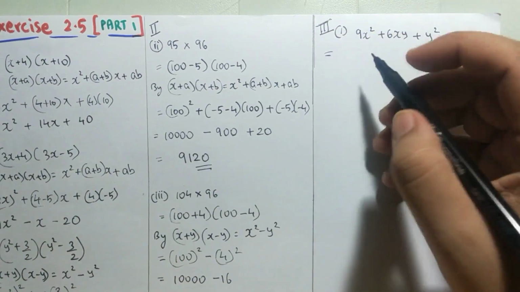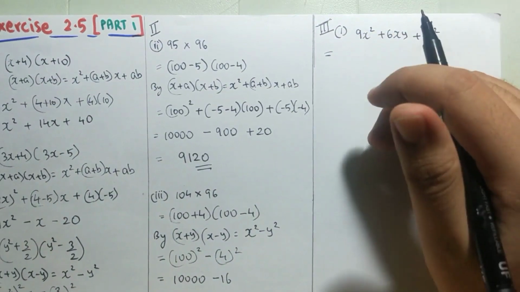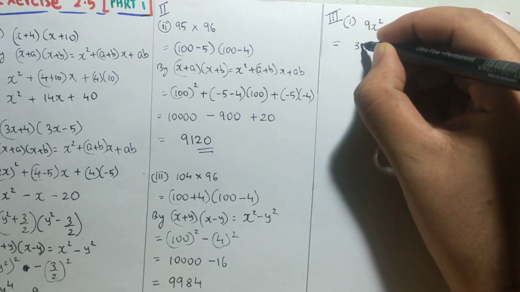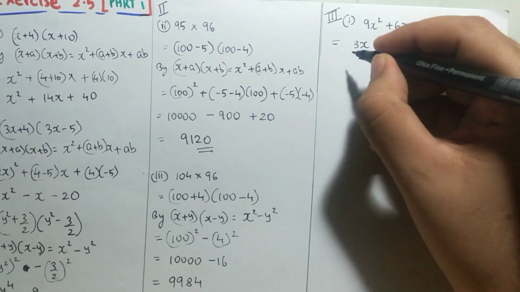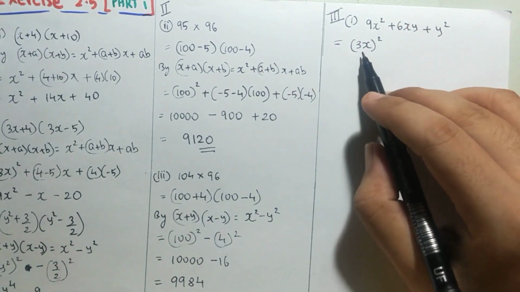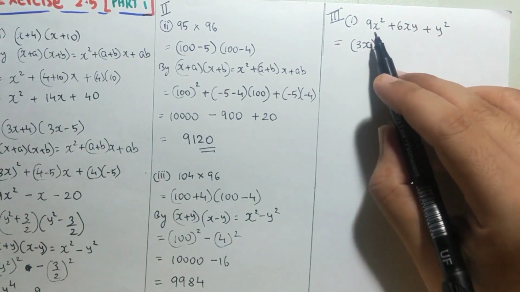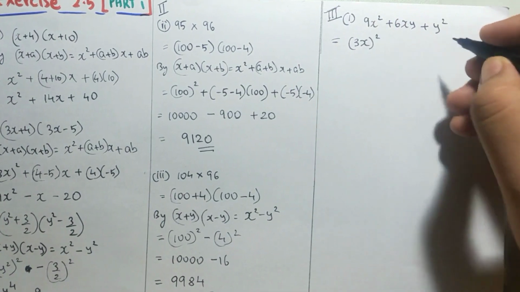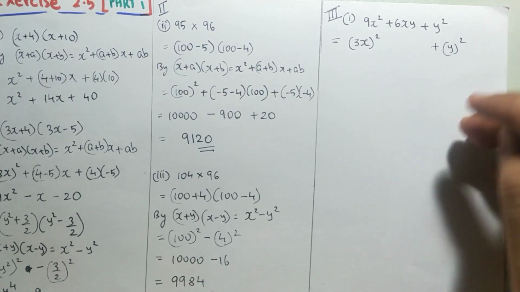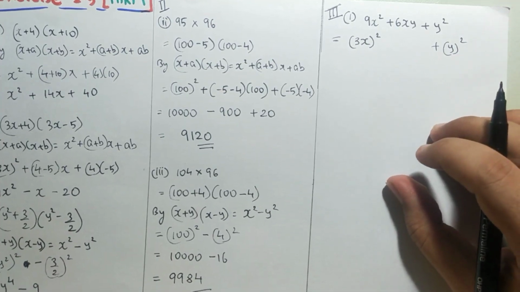So what is the next step? We have identified 2 perfect squares. 9x square is a perfect square of which number? 9x square is a perfect square of 3x, so this will become 3x the whole square. Means my first term would be 3x and it is getting whole square, that is 9x square. What is my last term? That is y square. It is a square of y.